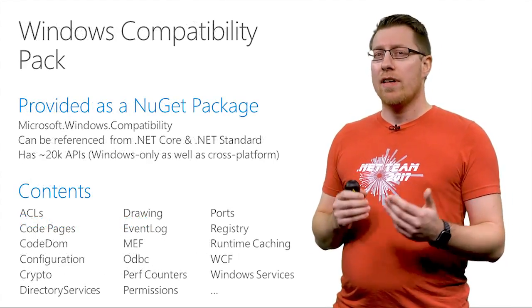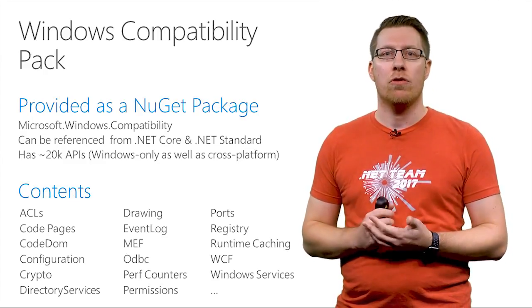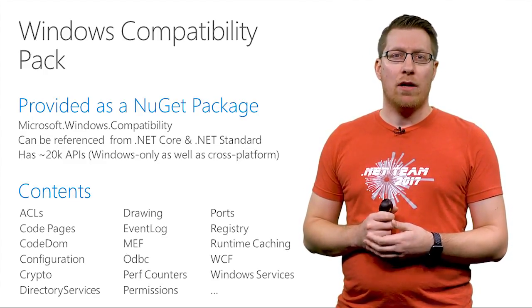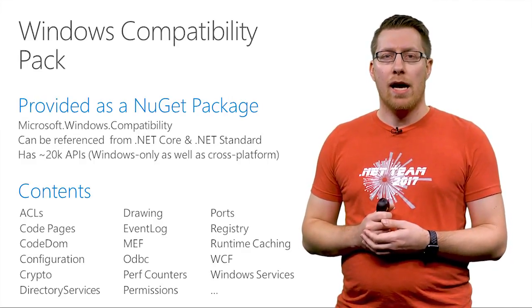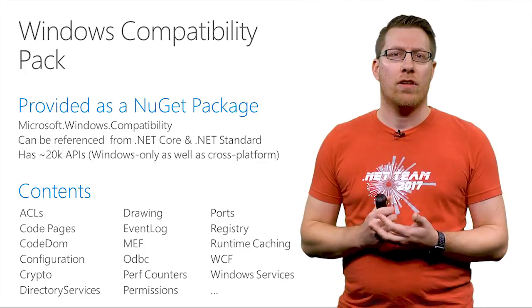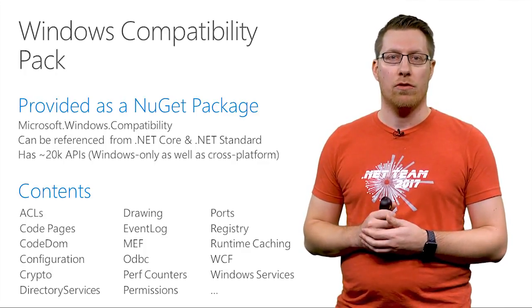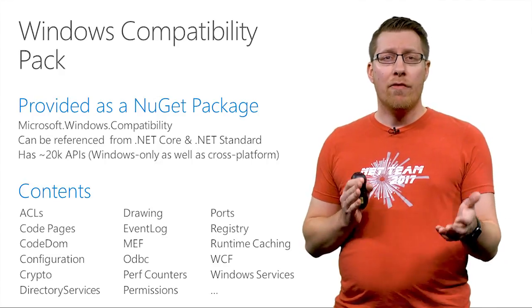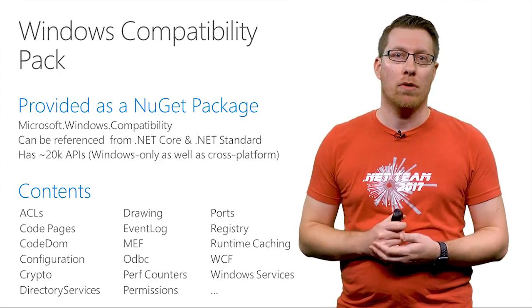So as I said, we will add a ton more APIs in .NET Core 2.0, and the Windows Compatibility Pack continues on that venture. So in fact, we add about 20,000 APIs with the Windows Compatibility Pack. So it's quite sizable if you consider that .NET Core has about 30,000 APIs. So it's a sizable upgrade, if you will. About half those APIs are Windows only, and the other half are also cross-platform capable.